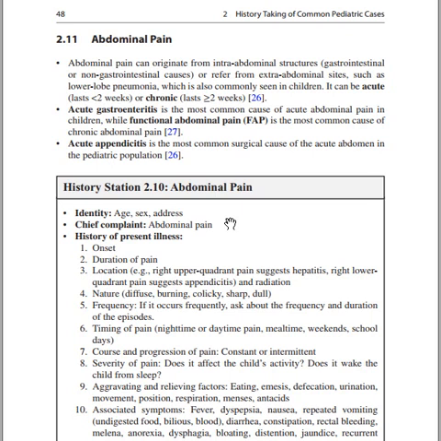So acute gastroenteritis is the most common cause of acute abdominal pain in children, while functional abdominal pain is the most common cause of chronic abdominal pain. Now, acute appendicitis is the most common surgical cause of acute abdomen in the pediatric population.